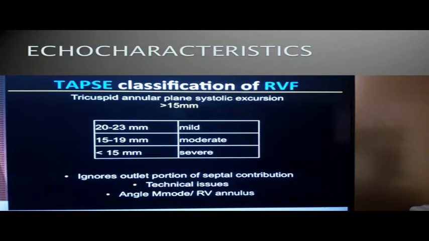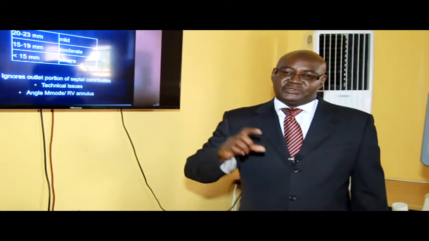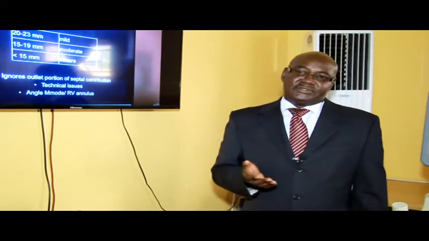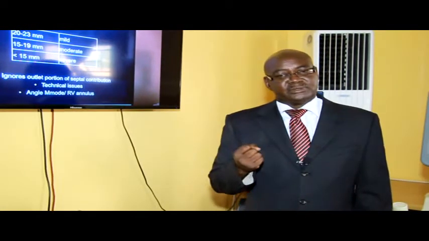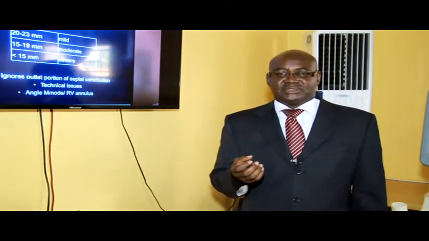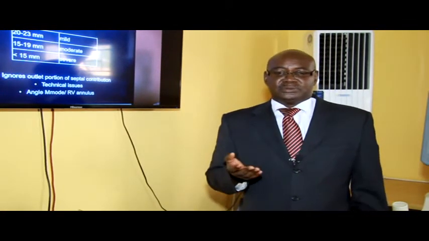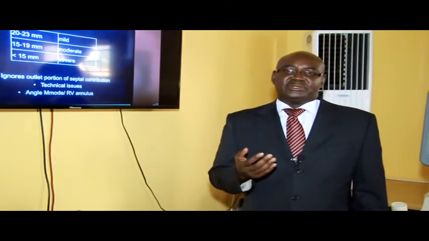20 to 23 millimeters, that is mild. That means the movement is okay. But going downwards to less than 15 millimeters, we know that the muscle of the right ventricle is poor. It cannot generate enough contractility to maintain good right ventricular function.